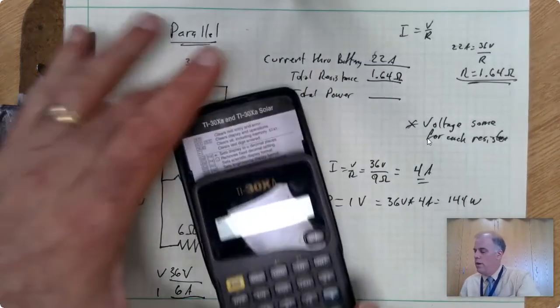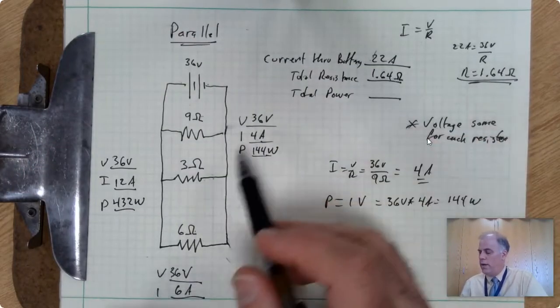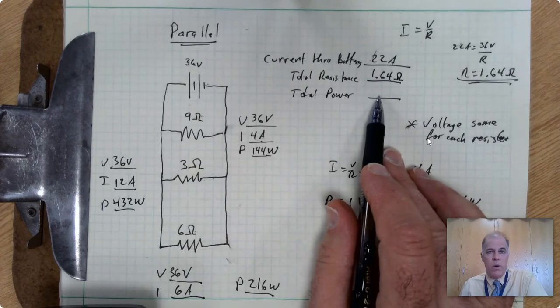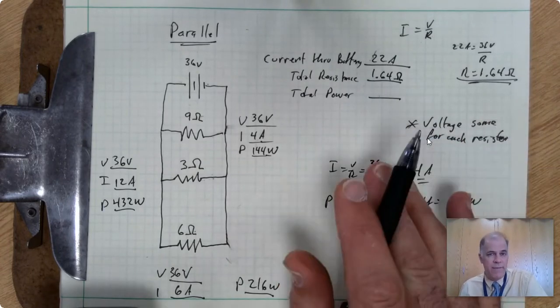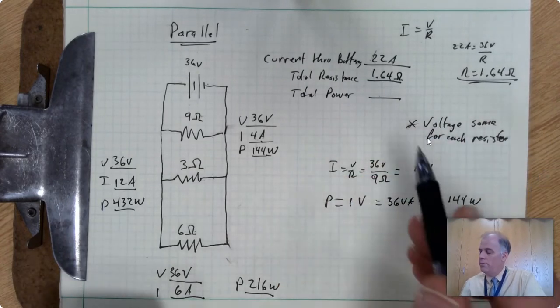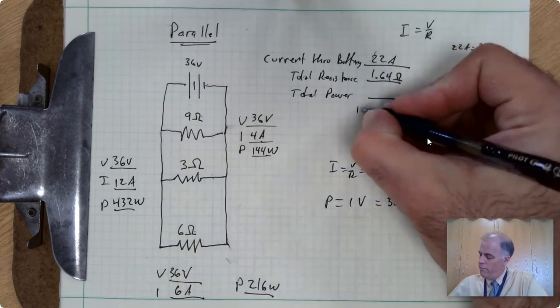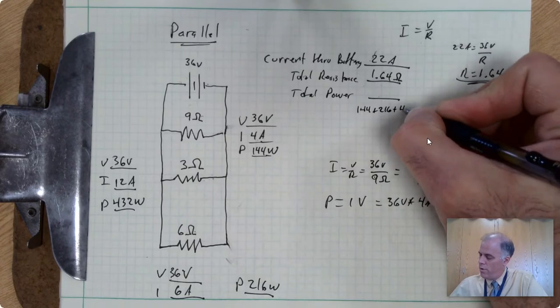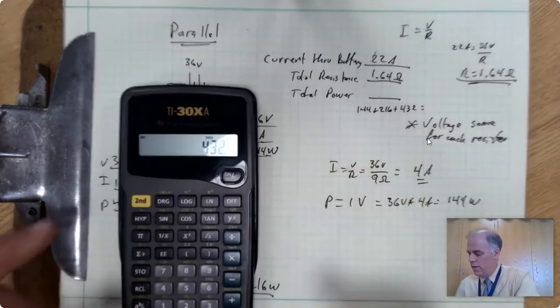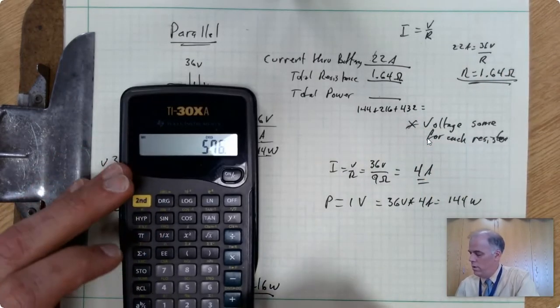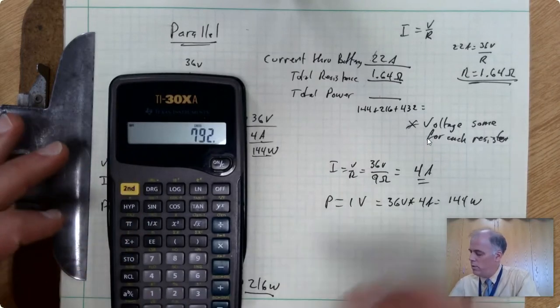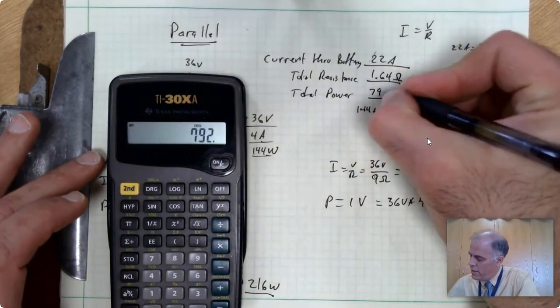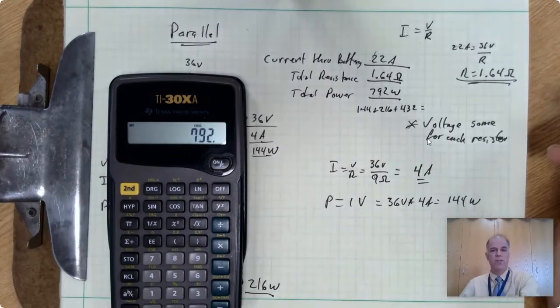Okay. Now, once again, we have two ways to calculate the power, and we should do both to make sure that we haven't made a mistake somewhere. So the total power is going to be 144 plus 216 plus 432, and that equals 792 watts. That's all very nice.